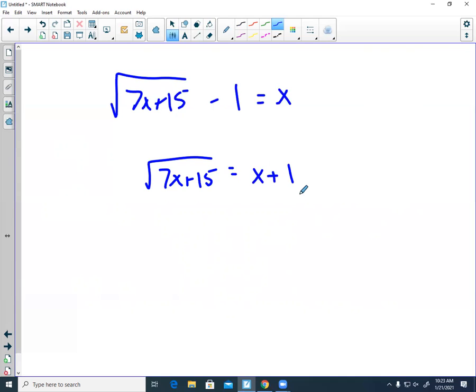You still do everything the same exact way. You're not changing anything about what you're doing. There's just a little bit more that you have to do, okay? So I still have my radical isolated. That's exactly what I wanted to see. So now I'm going to square both sides of this. But here's where the issue is going to show up.